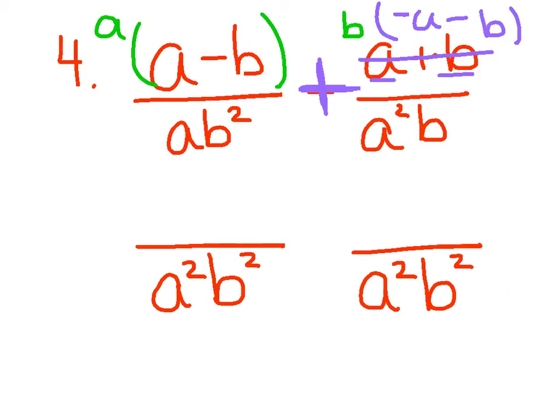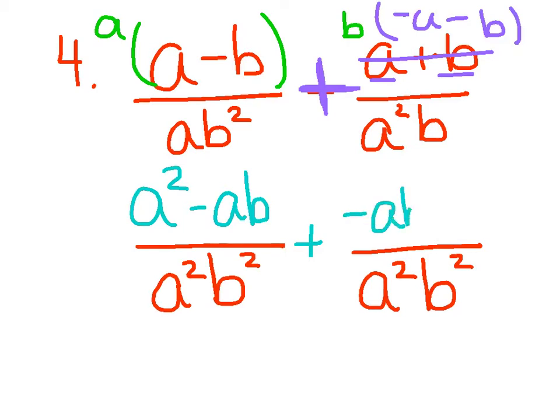So let me say that one more time. You can change subtraction to addition if you change the signs of everybody after them. This was positive, now it's negative, positive, now it's negative. So I take this a and distribute on top. I get a squared minus ab. We've called this a plus sign now. And if I take this b and distribute on top, I've got a negative ab and a negative b squared.